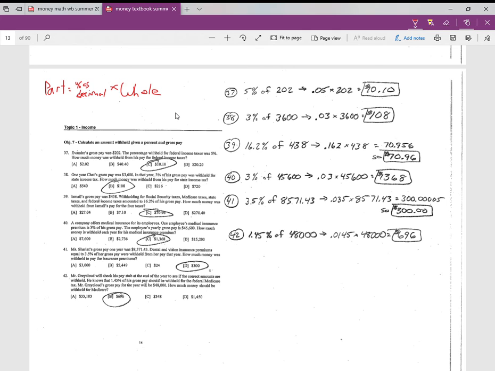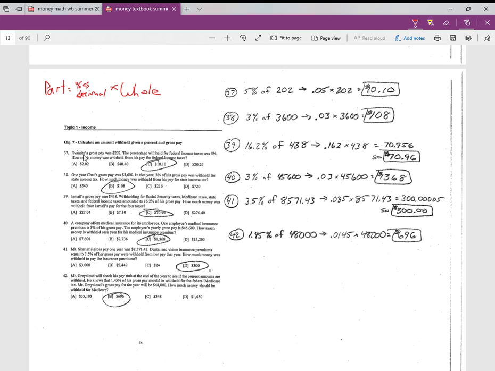So the percent is going to be the easy thing to find. The whole is going to be your gross pay. That's going to be easy to find. And then you just have to make sure you change the percent to a decimal properly and multiply. We'll just do a couple of these.